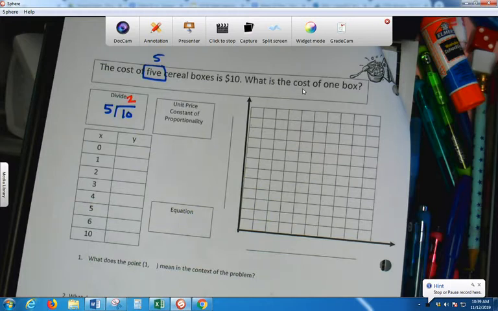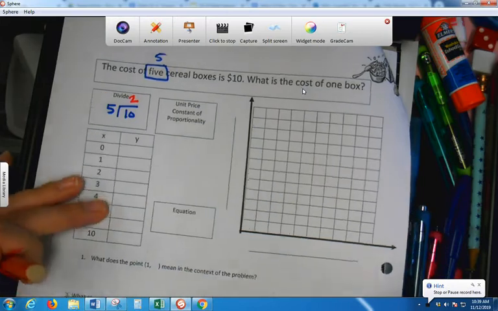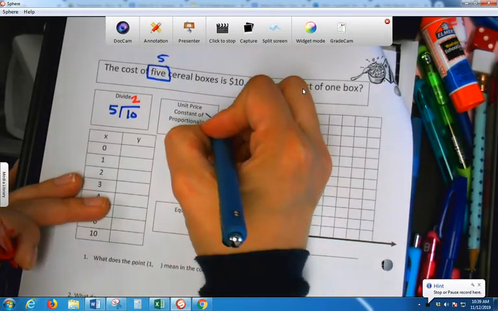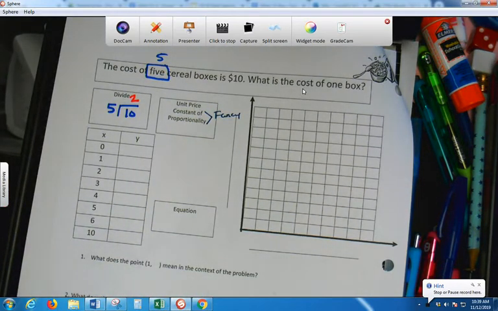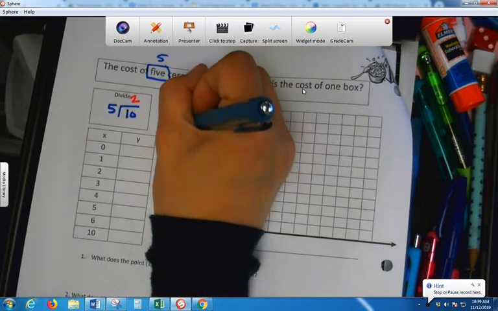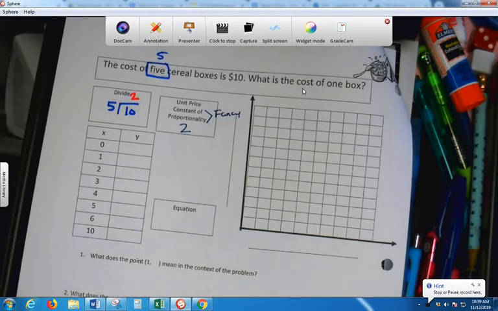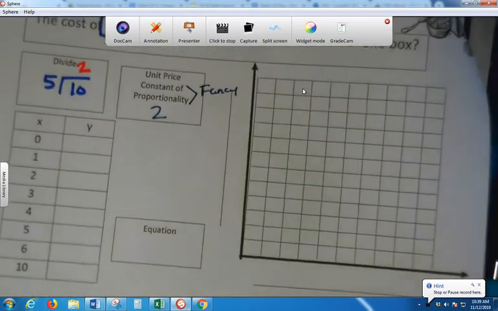So we call this the unit rate, or the unit price, meaning how much is 1 box? Unit price means 1. But, of course, in math, we use fancy words. Constant of proportionality is a fancy way of saying unit price. But they'll say constant of proportionality, and you'll be like, wow, what's that? It's so hard, it sounds difficult. That's just, what's the cost of 1? So, what's the cost of 1? 2. Okay? So the constant of proportionality is just 2. That's it.